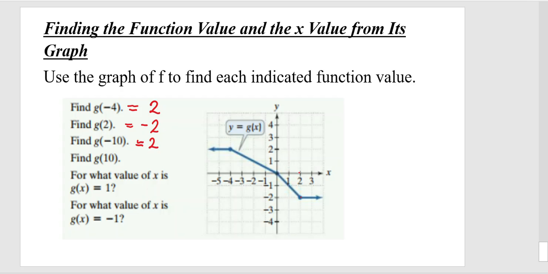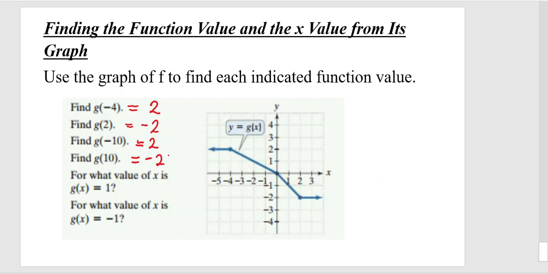And the g of positive 10, because g of 2 is negative 2. So it's going to continue, and because this arrow says it's continuous, therefore the g of positive 10 is negative 2.